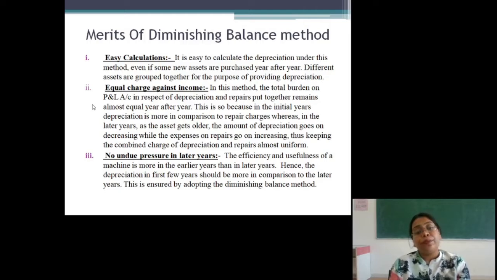There is no pressure in later years in providing the depreciation to the particular assets, and the efficiency and the usefulness of a machinery is always more in the earlier years than in later years. Hence, the amount of depreciation in the first few years should be more in comparison to the later years. So, the amount of depreciation must be more in the previous years or in the first few years rather than later years. This is ensured by adopting the diminishing balance method.